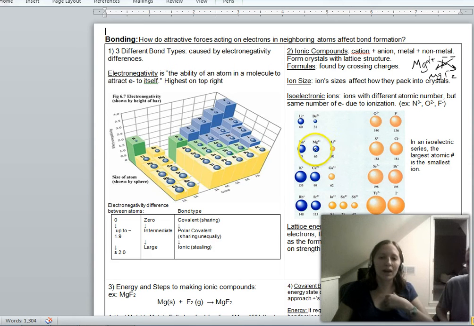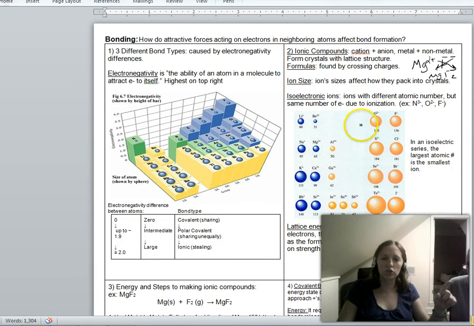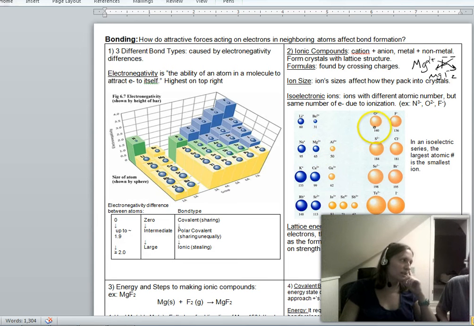So magnesium oxide versus sodium fluoride. Magnesium is smaller, sodium is larger, but oxygen is larger and fluorine is smaller. Magnesium oxide and sodium fluoride. With charges of 2 versus charges of 1, the magnesium oxide is totally going to win, and you get more lattice energy out of that one. So those are your 2 factors for how much lattice energy you can get out.